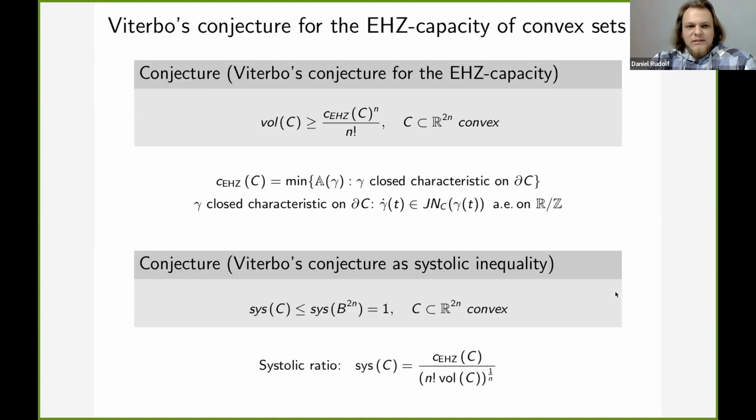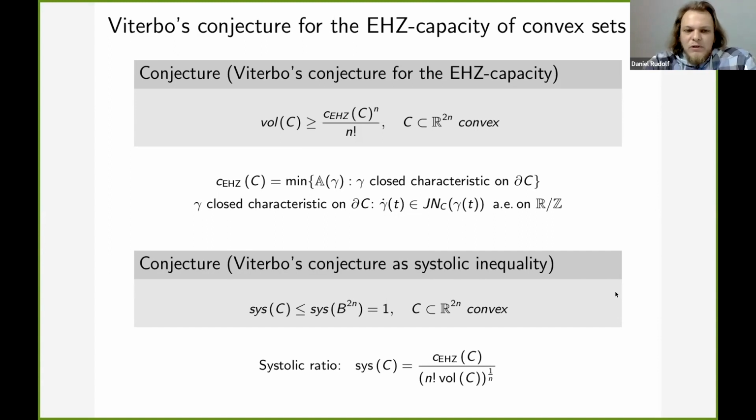I will directly start with a certain version of Viterbo's conjecture, namely the one for the EHZ-capacity of convex sets, which says that if we look at the volume of a convex set in R^2n, then this is always greater or equal than the EHZ-capacity of this convex set to the n divided by n factorial.